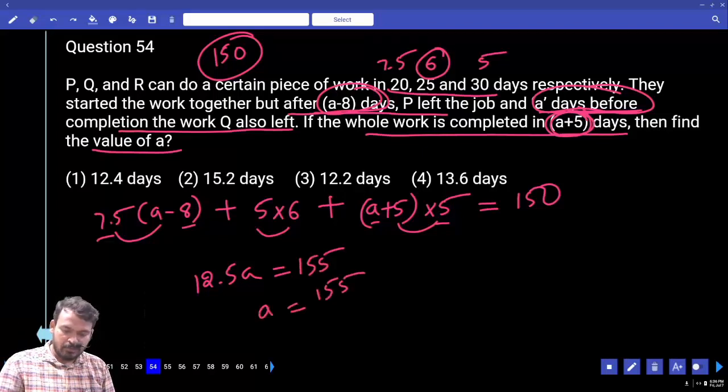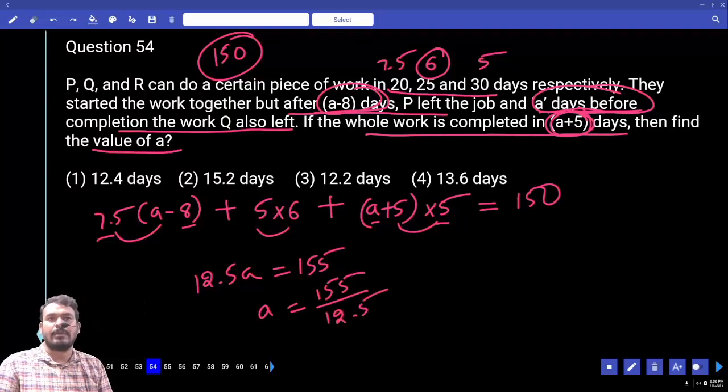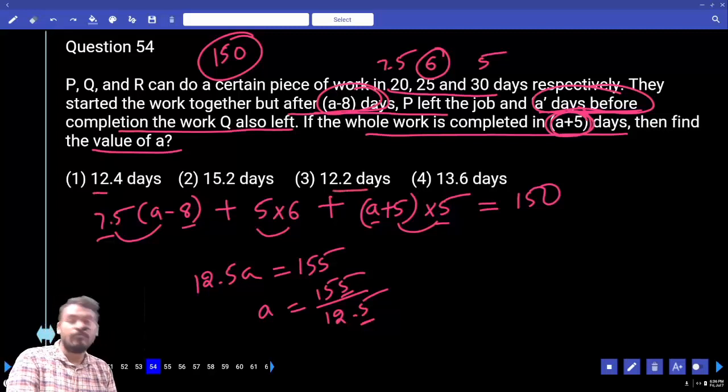155 by 12.5. It is more than 12 times but less than 13 times, sir. 12 12s are how much? 144. 12 13s, 156. Definitely it should be more than 12 times value but less than 13 times value. What is the numerator? 5. Denominator 5. Means possibility either 2 times or 4 times. Means we require the exact value.